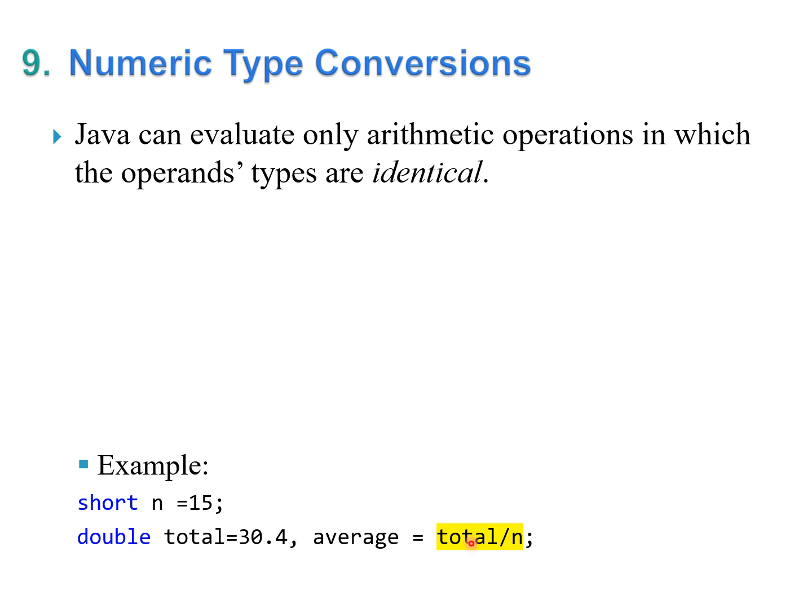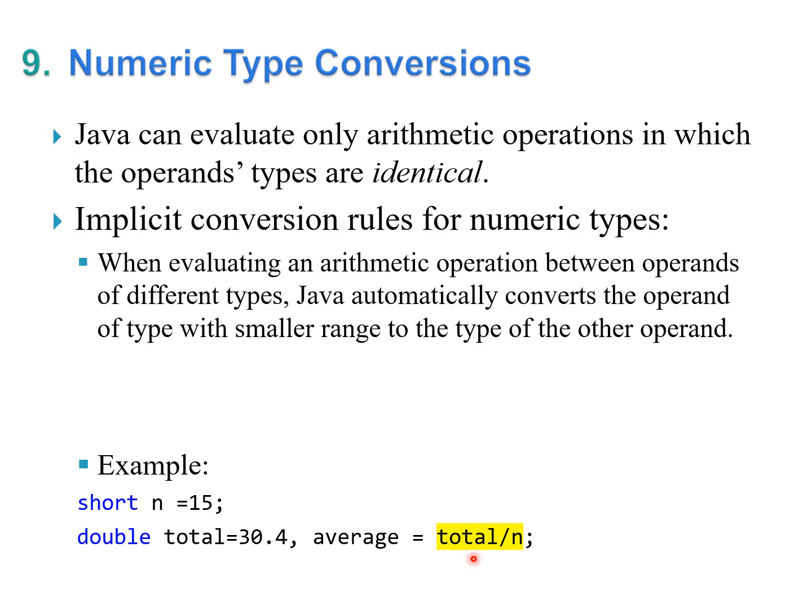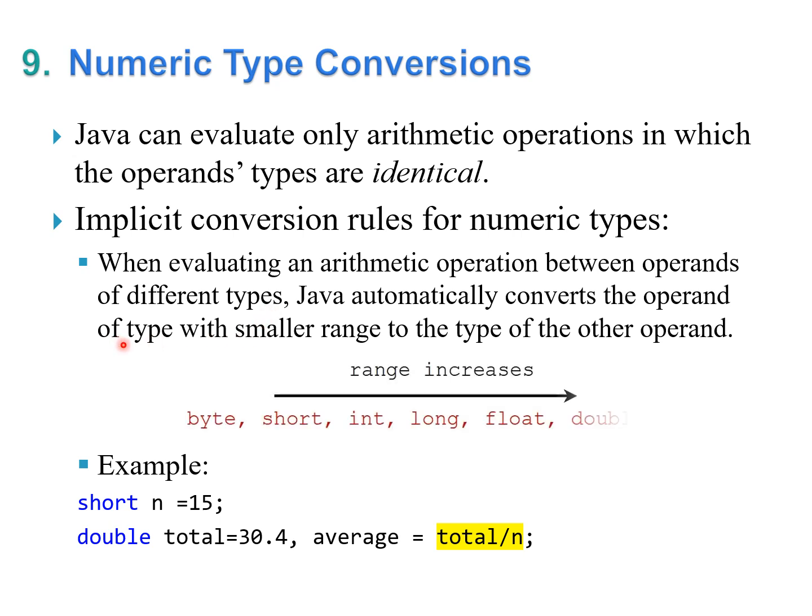However, that doesn't mean you cannot have such an operation in your code, because Java will apply implicit conversion rules so that it can perform an operation between operands of different types. In particular, when evaluating an arithmetic operation between operands of different types, Java automatically converts the operand of the type with the smaller range to the type of the other operand.